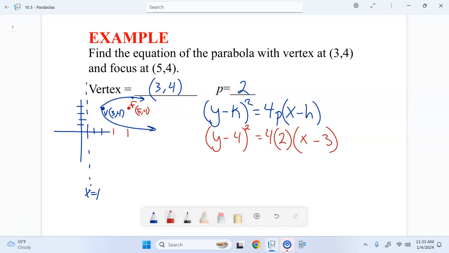And then we simplify it. Y minus 4 squared, can't really do anything else with that. 4 times 2 gives me 8. Then we have x minus 3. So there's our standard form. We'll plug in the same values if you want a vertex form, just into the vertex form equation.